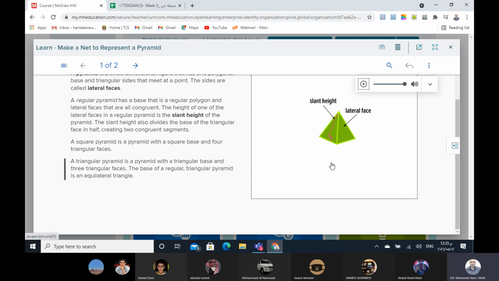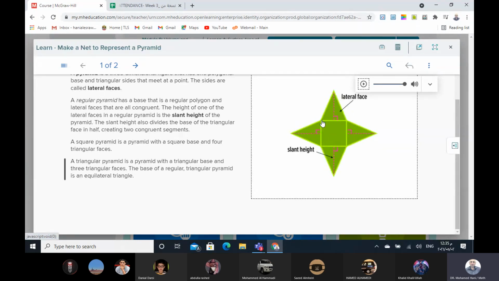So how many lateral faces do we have? If the base has four sides, it means we have four lateral faces. And in the lateral face, we have the height. The name of the height of the lateral face is slanted height. So the name of the height will be slanted height.